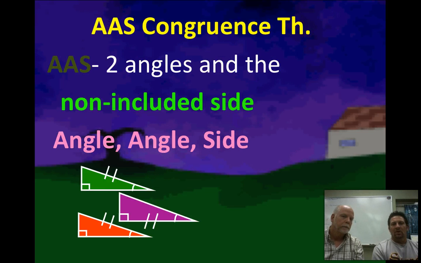Okay. All right, so now we have the angle, angle, side congruence theorem. Okay, and so angle, angle, side says two angles and the non-included side. Okay, and so sometimes this one gets a little bit tricky. It does, yeah. Because of that non-included side thing. Make sure they're corresponding sides when you go to match them up, because you could have a side over on this side and then a side over here on another triangle that's like this.